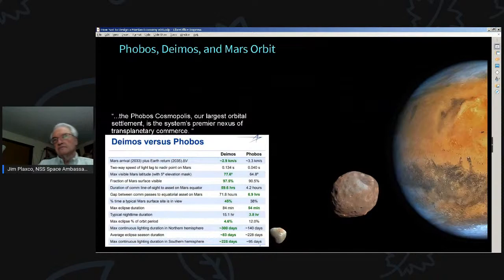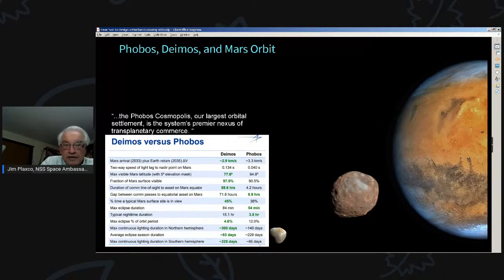And obviously, if we're going to develop Mars, we are going to take advantage of the fact that we've got Phobos and Deimos there as well. This chart in the lower left was prepared by Lockheed Martin and weighs the pros and cons of the two moons in terms of Mars-centric operations.